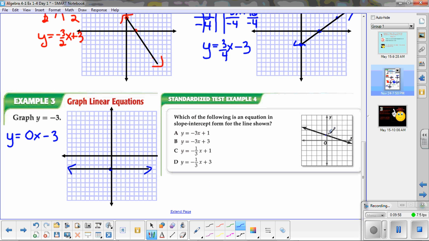But I can see that it crosses the y-axis at 1. So the y-intercept is 1, which means it can't be this choice and it can't be this choice. It has to be either A or C. So now let's look for two nice points on the line. There's another nice one right there. And if we look at rise over run, in this case, we're not going to rise, we're going to fall. So it's going to be negative. We're going to fall 1, and we are going to run 3. So the slope is negative 1/3, which means the answer is going to be choice C.